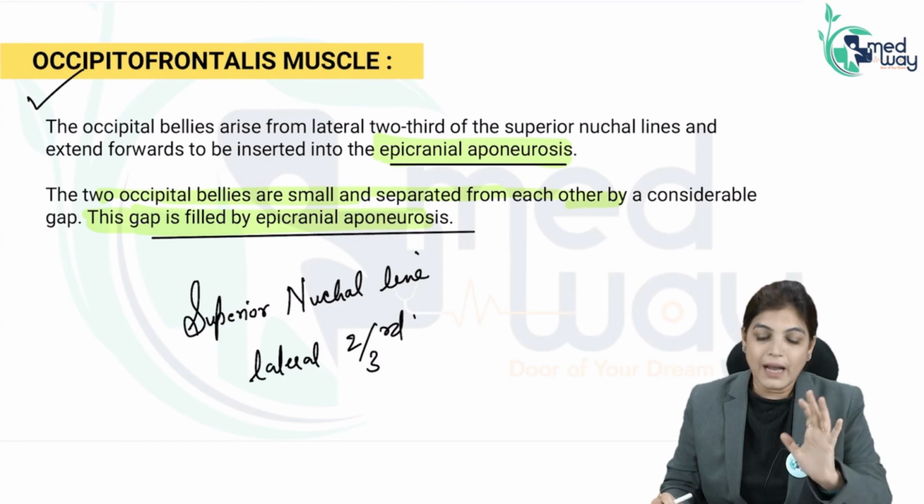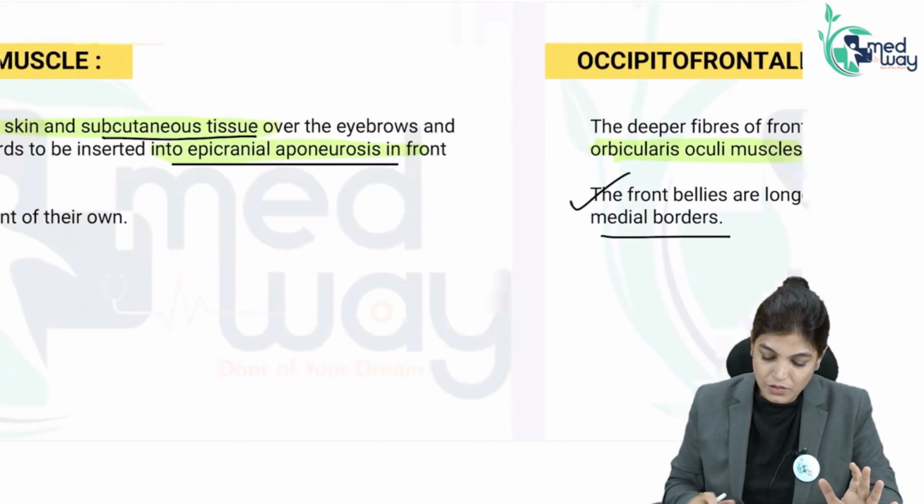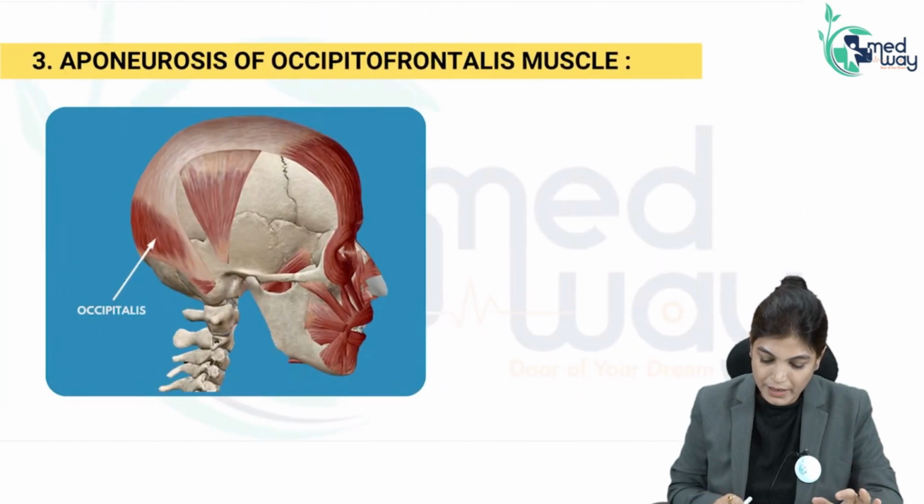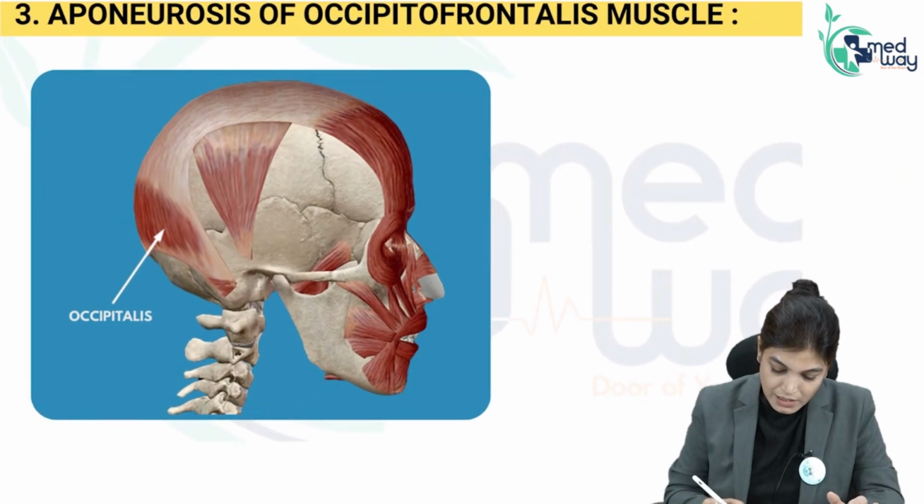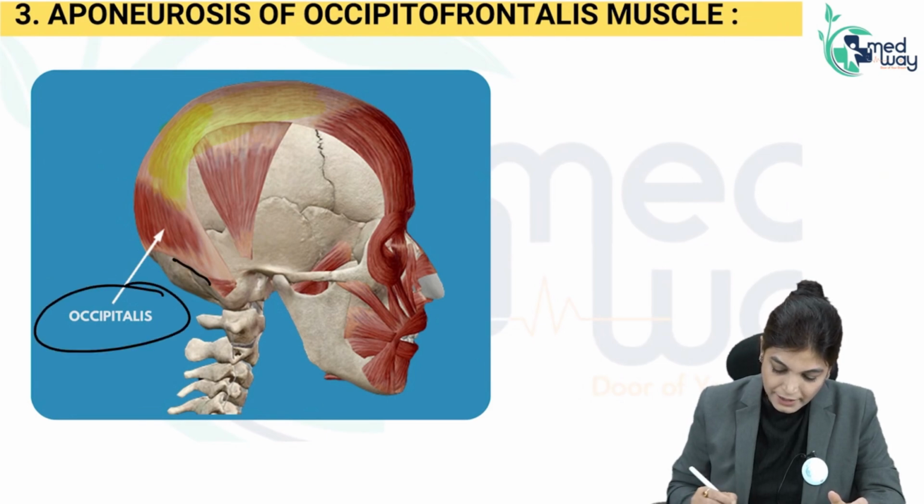Okay, so we are done with these two muscle bellies. Once again, please come to the image where you can appreciate the occipital bellies arising from the superior nuchal line and merging with the aponeurotic layer.